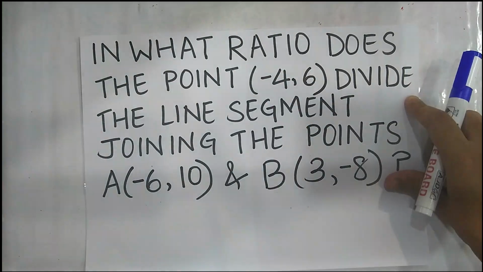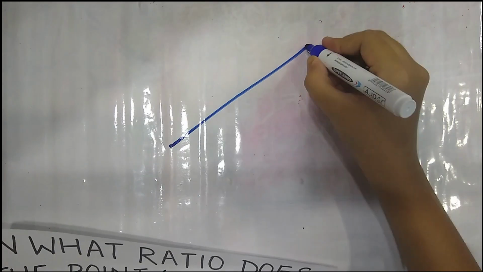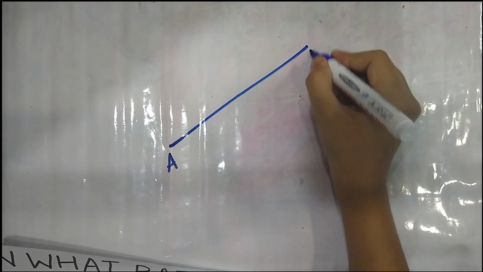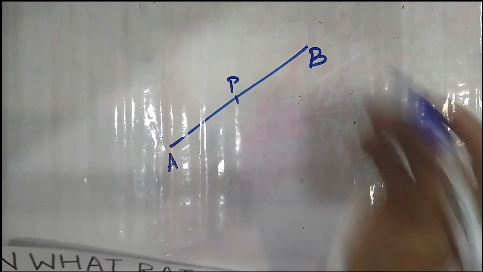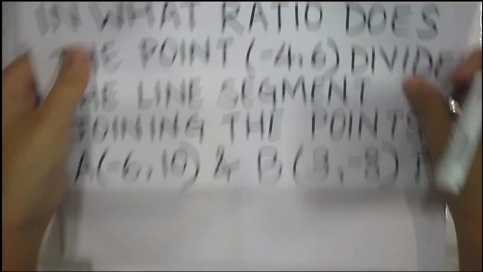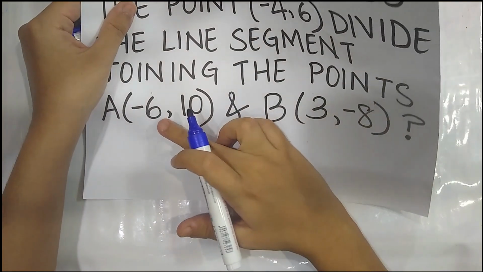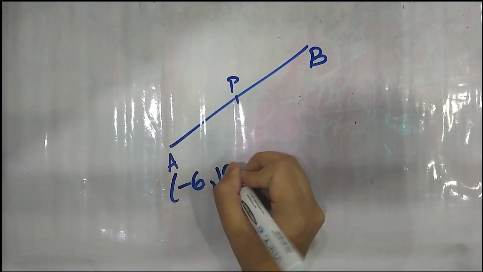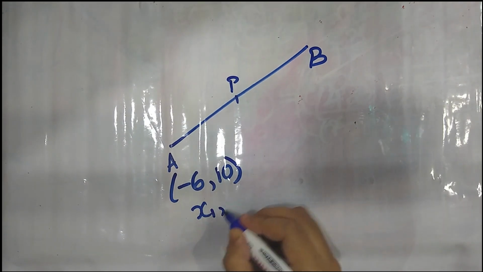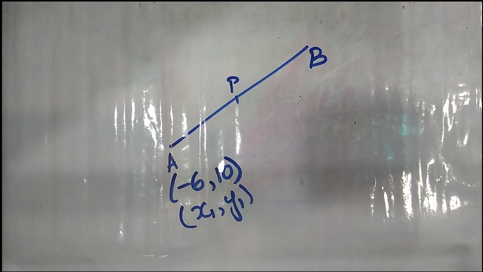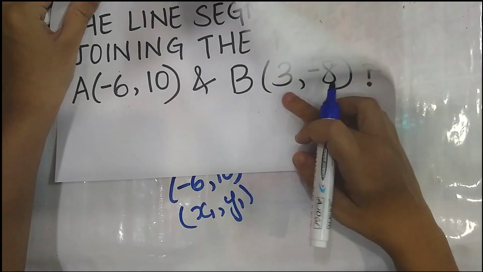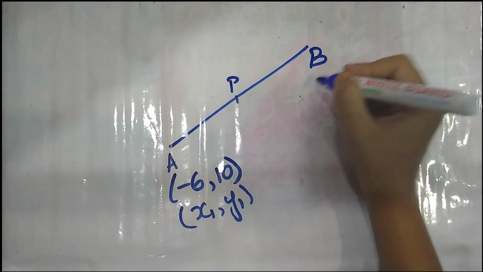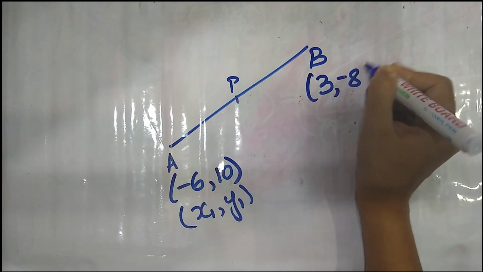Alright. So let me draw the figure for you. So if we draw the figure according to the question, we will have a line segment here with A, B and P. Alright. So here A has the coordinates minus 6 comma 10. So minus 6 comma 10 is nothing but x1 comma y1. Right. And then we have the point B with coordinates 3 comma minus 8. So 3 comma minus 8.